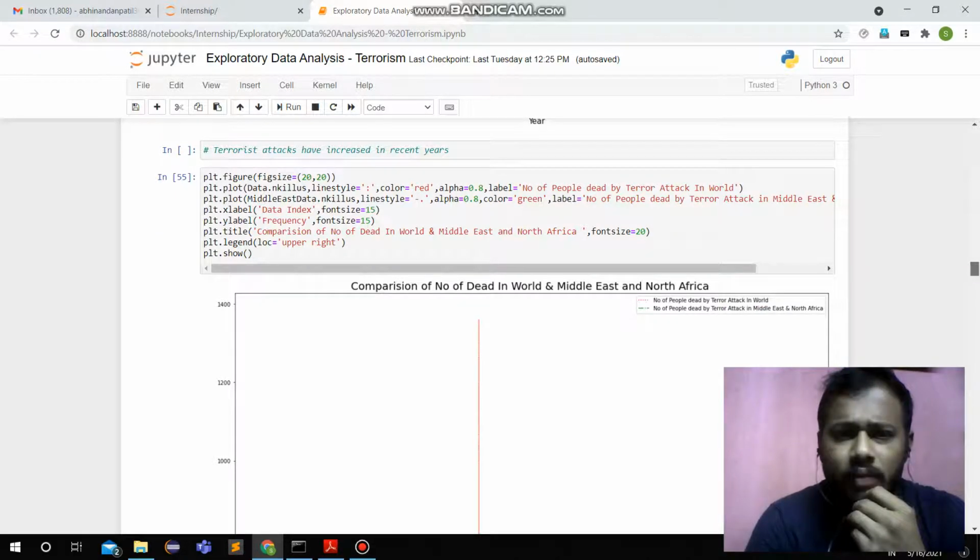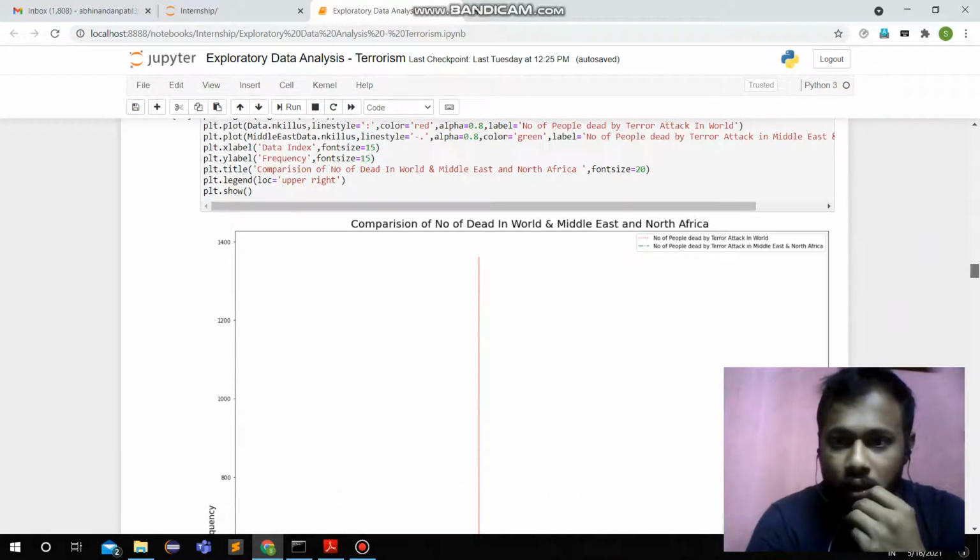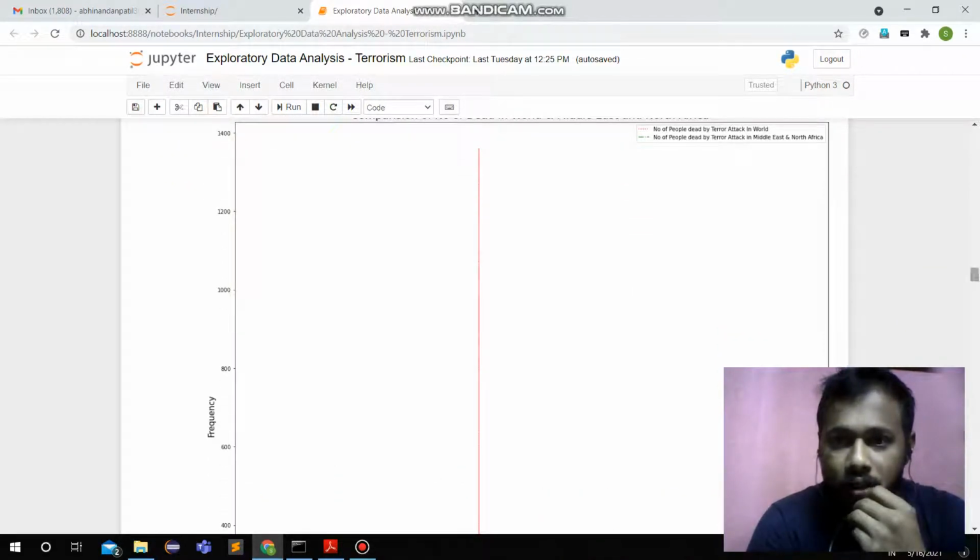Here is the line plot for comparison of the number of dead in the world and in the Middle East and North Africa. The red line indicates the number of people dead from terror attacks in the world, and the green line indicates the number of people dead from terror attacks in the Middle East and North Africa.